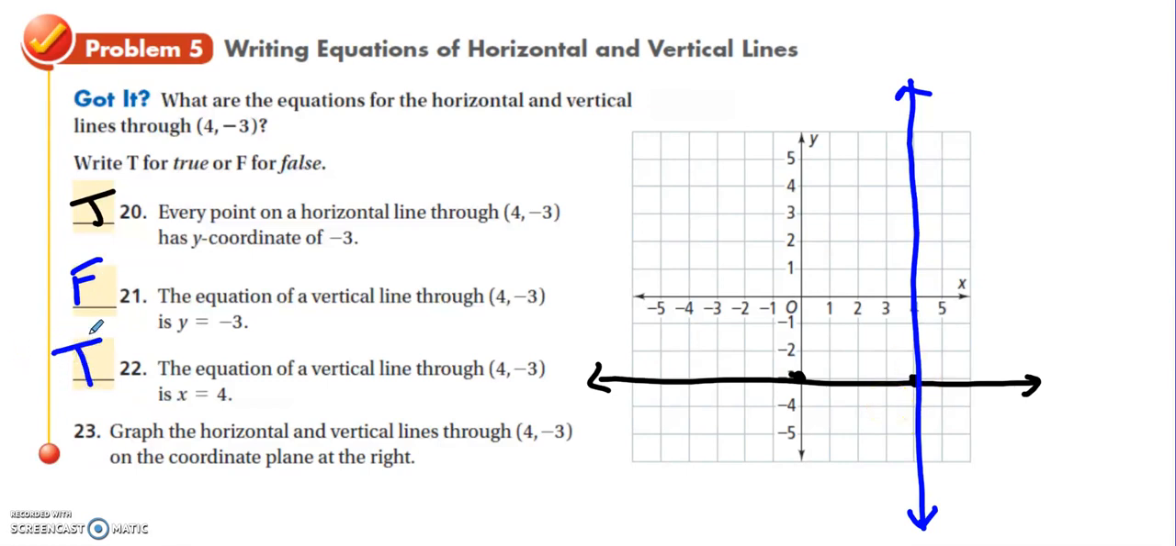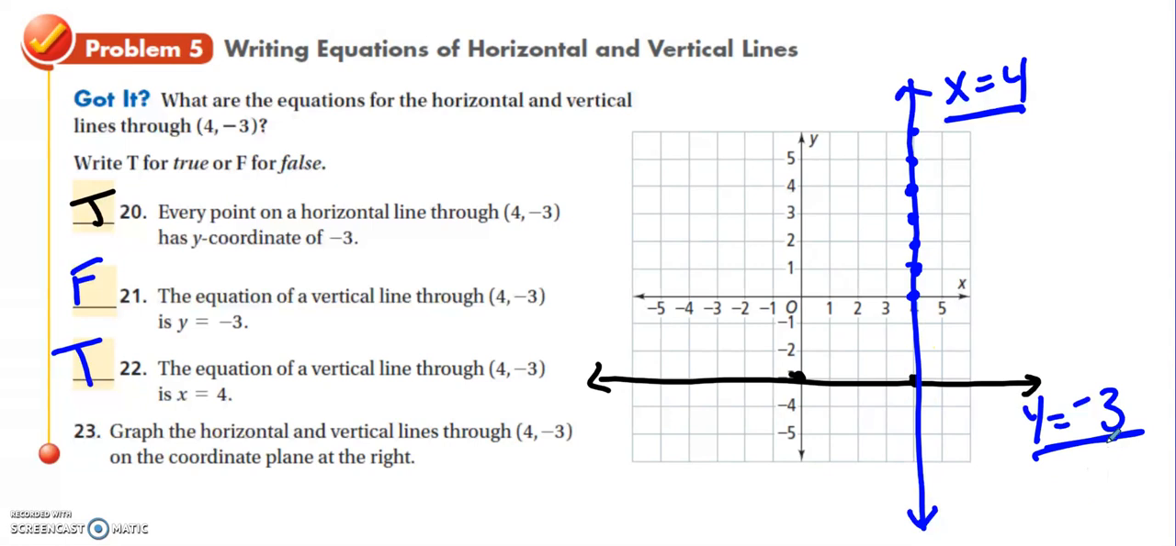The equation of the vertical line through this point is x equals 4. That is true. This is x equals 4. This is y equals negative 3. The reason for that is because on every point on this line, my x value is 4: (4, 1), (4, 2), (4, 3), (4, 4). So its x is 4. On the horizontal line, every y value is negative 3: (0, -3), (1, -3), (2, -3), (3, -3), (4, -3). And the y value is always negative 3.